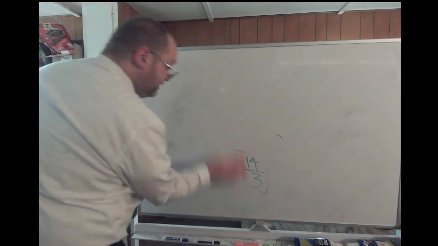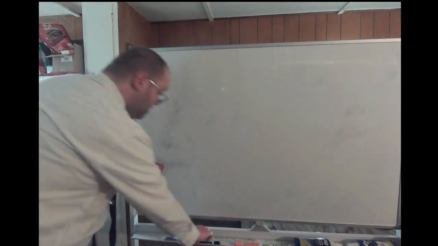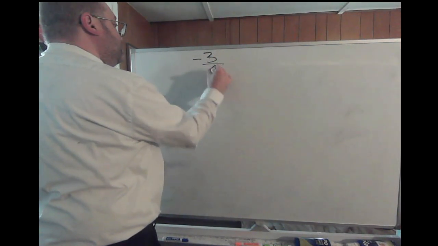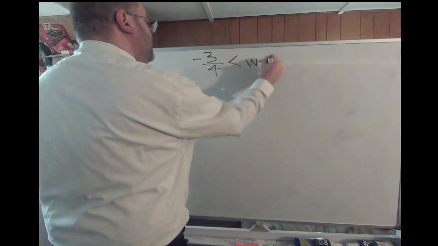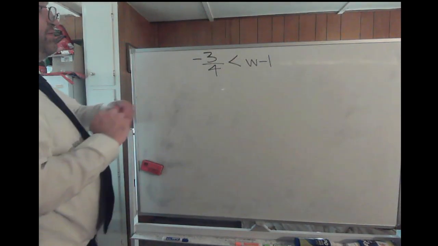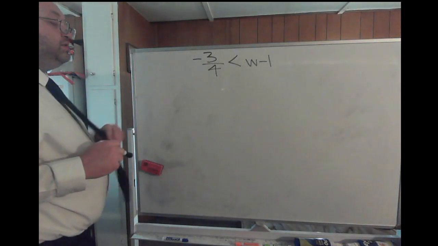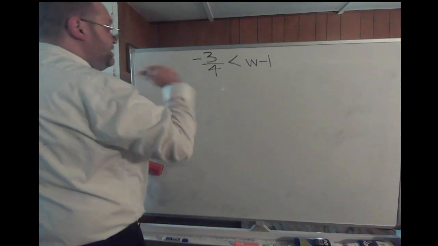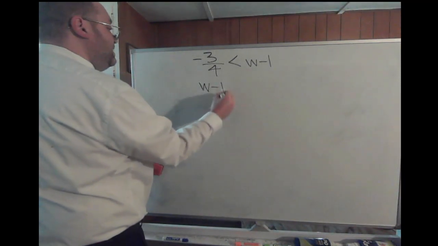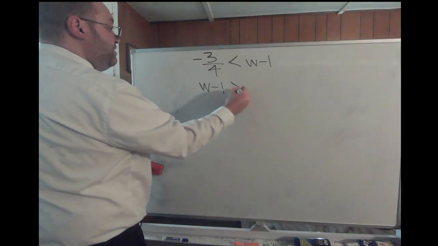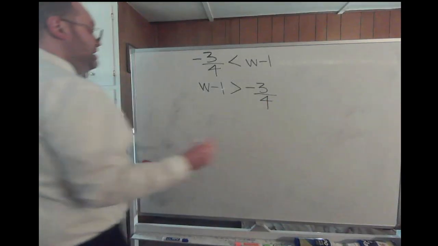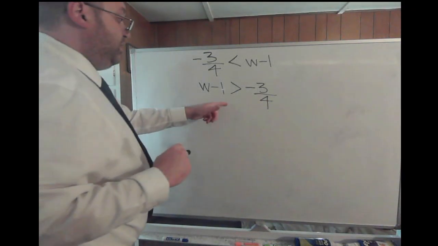Alright, we got one last problem. We got negative 3/4 is less than w minus 1. Well, what we're going to do, again, switch w minus 1 and the negative 3/4 around. So we'll have w minus 1 on the left, but that less than sign is going to become a greater than sign. It's greater than negative 3/4. Now we got the inequality in a format we can work with.